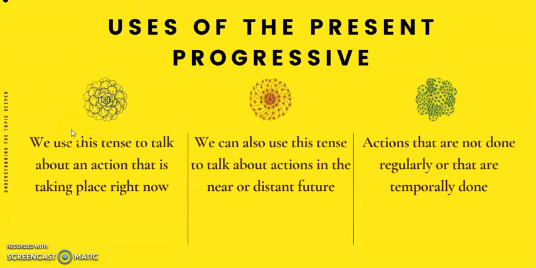Talking about uses, remember we can use this tense to talk about an action that is taking place right now or in the moment in which I am speaking. We can also use this tense to talk about actions in the near or distant future. And finally, we can use present progressive for talking about actions that are not done regularly or that are temporarily done.